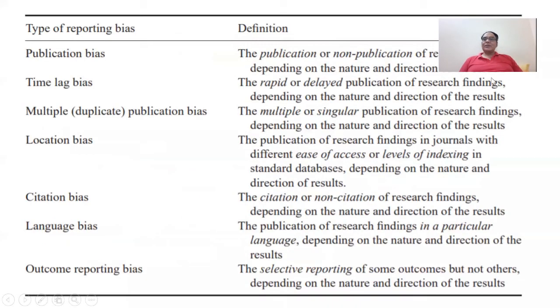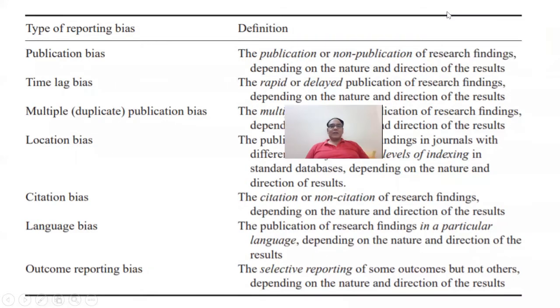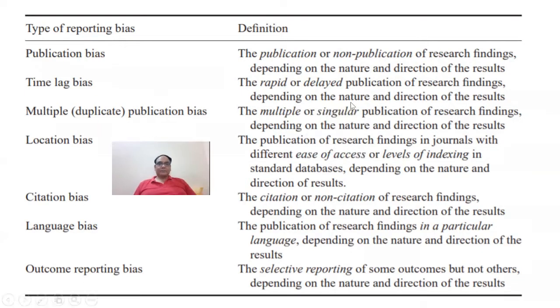And the bias is also divided into different categories. These are the different types of bias. So publication bias, you can see, is a subset of the bias. And these are the different kinds of bias: publication bias, time lag bias, multiple publication bias, location bias, citation bias, language bias, outcome reporting bias. So let's discuss one by one.